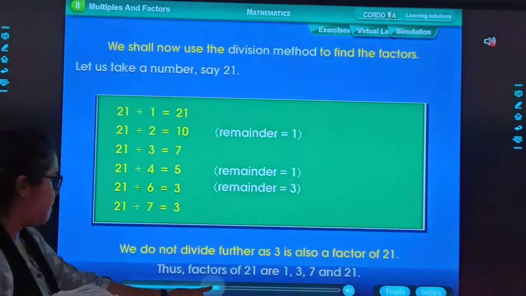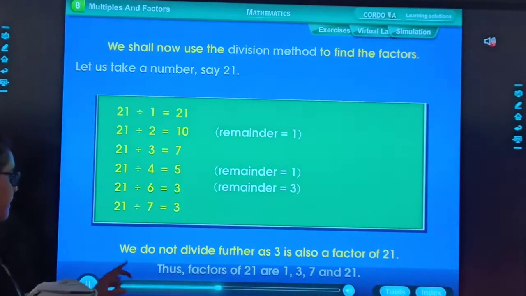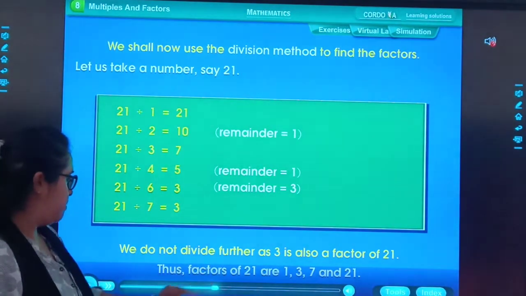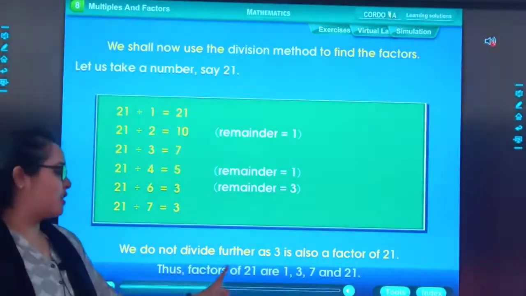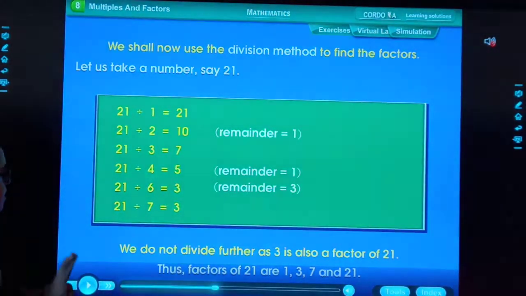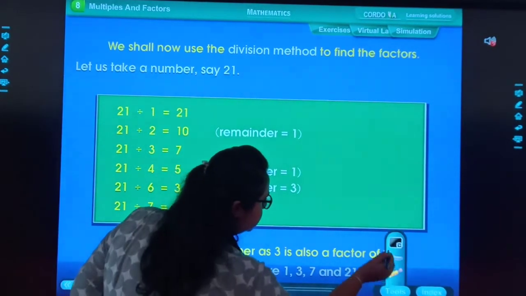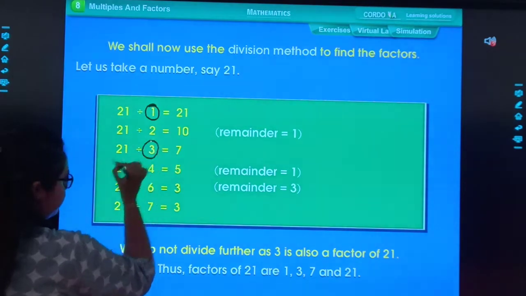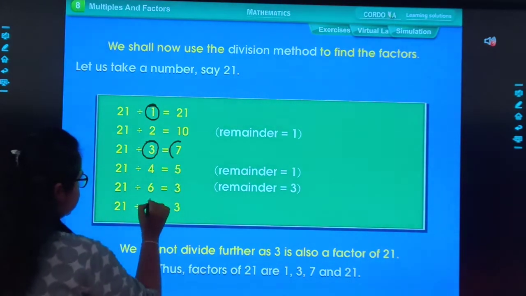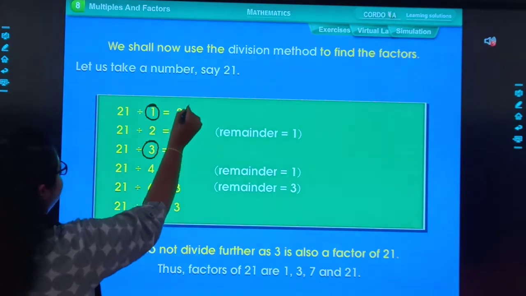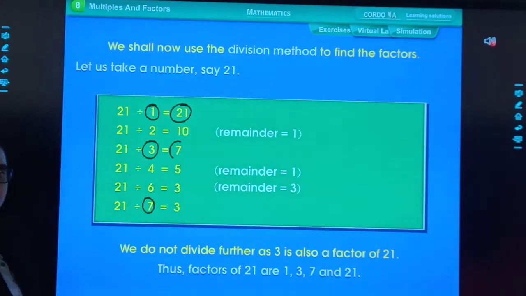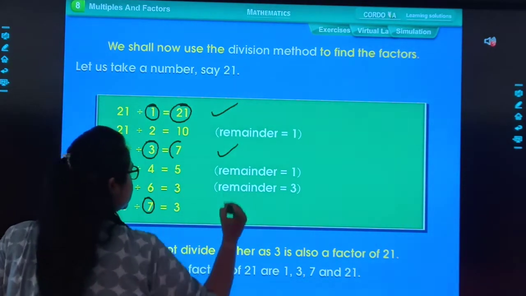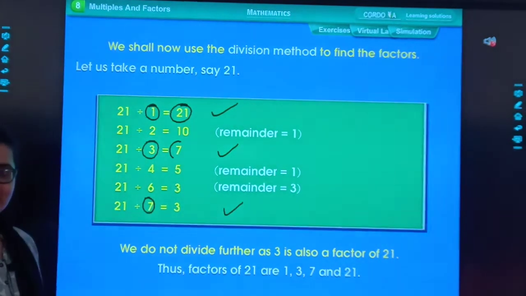Students, so thus factors of 21 are, wait a second. Thus factors of 21 are 1, see, 1, 3, 7 this one and 21 itself. Just saw what happened. The number whose remainder is 0, we have selected that number as a factor.